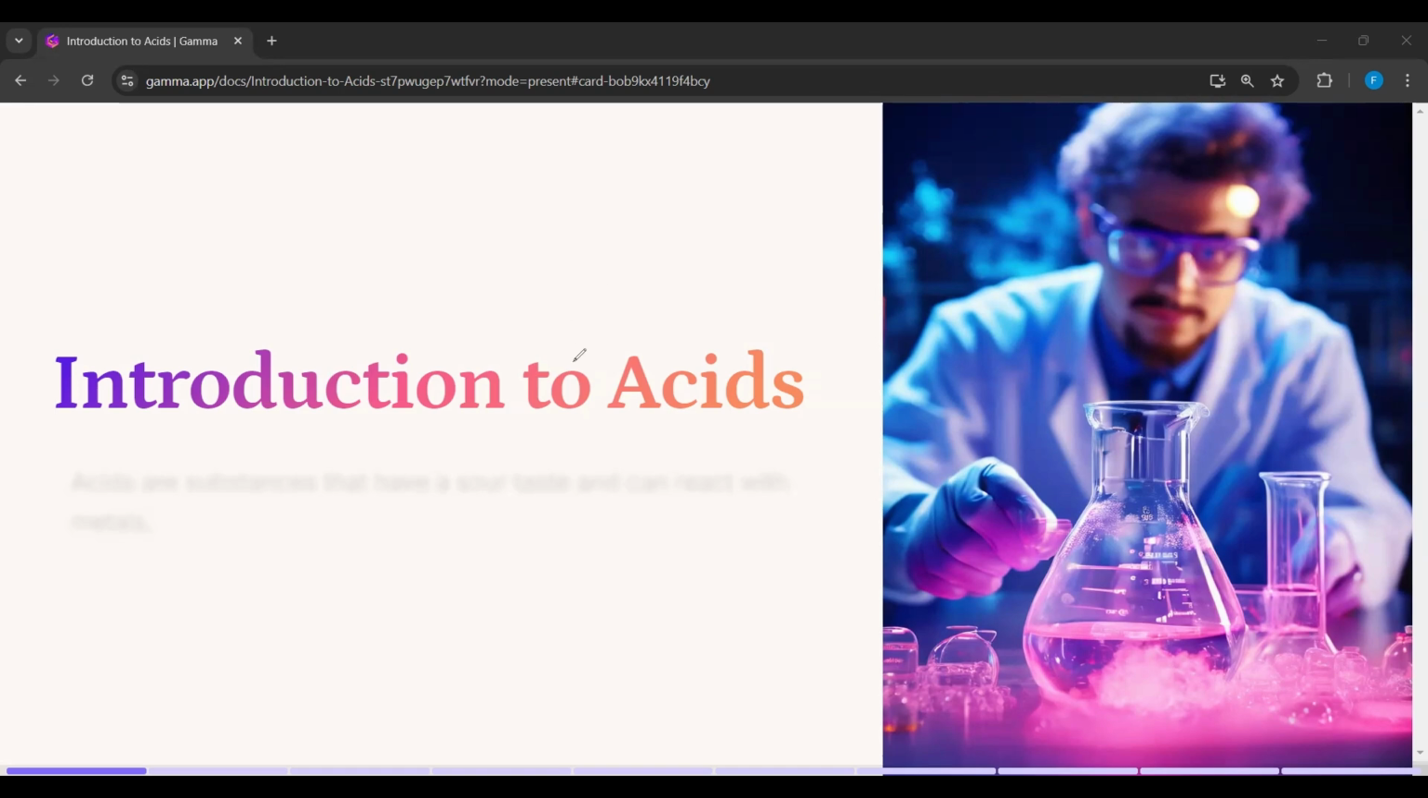Today, we are diving into a fundamental topic in chemistry, acid reactions. To begin, let's clarify what acids are. Acids are substances that release hydrogen ions. Okay, so remember, they release hydrogen ions.